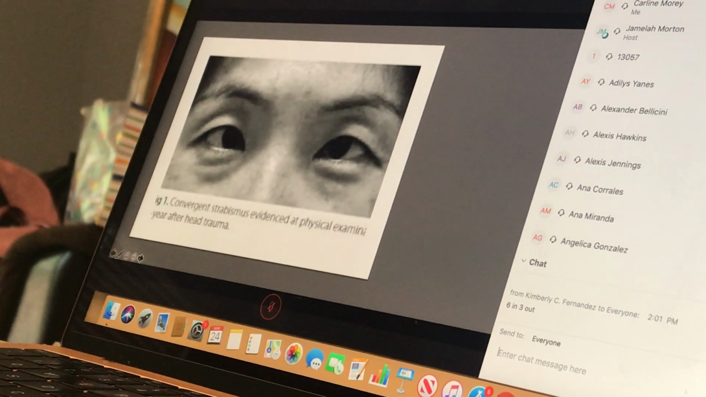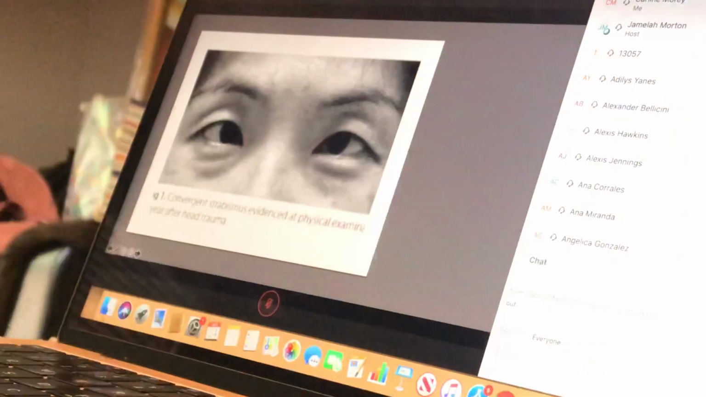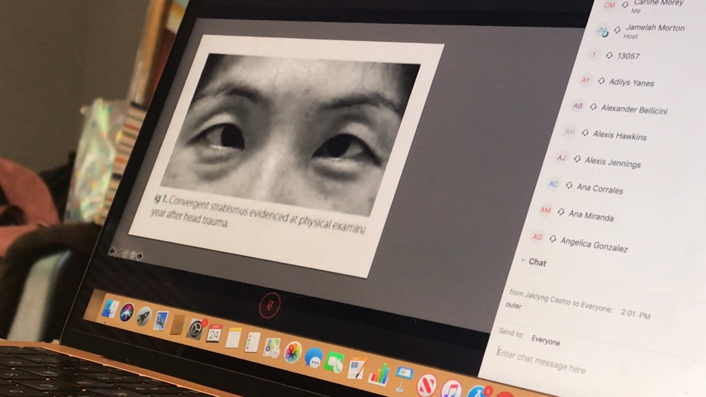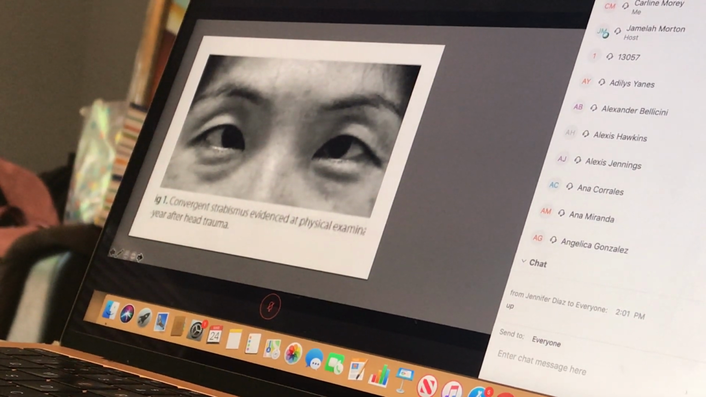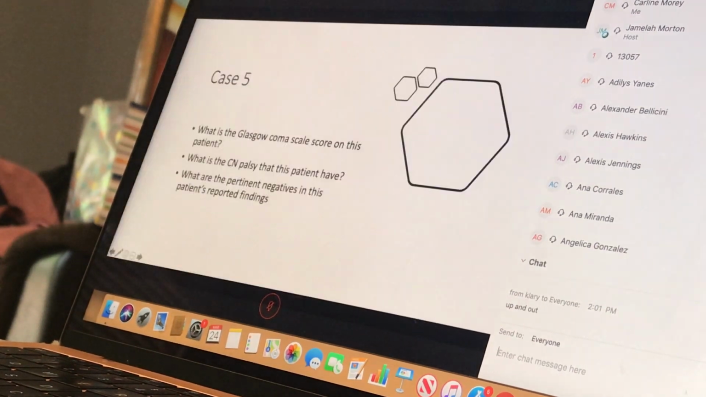If this was a bilateral 3rd nerve palsy, what would that look like? It would be facing outwards. Yes, they'd be pulled outwards. If this was a bilateral trochlear palsy, what would it look like? Sorry, up and out. Yes. I'm sorry, guys. Every time I try to maneuver this thing, it moves.